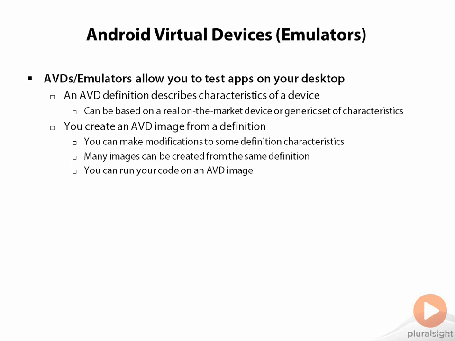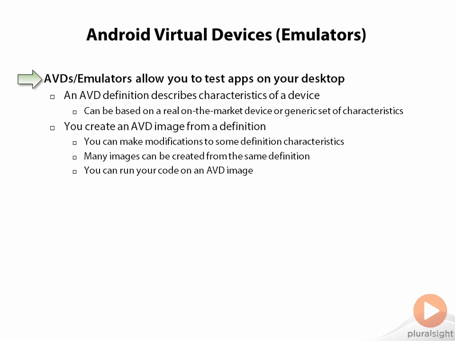Now that we have our core development environment installed, one of the next things we need to do is set up our virtual devices, or what we commonly call emulators. Basically, the Android virtual devices, we call them AVDs or emulators, allow us to test our apps on our desktop. In other words, we don't need to have an actual device.